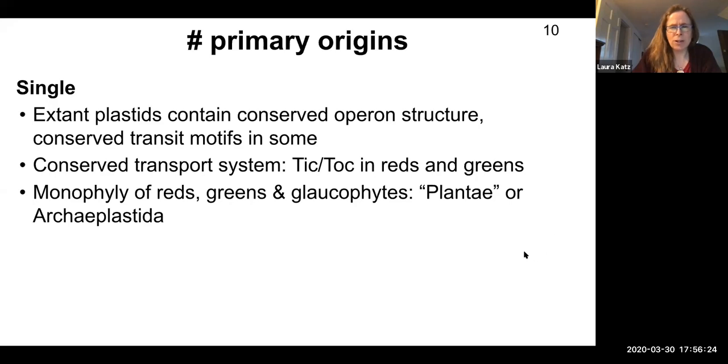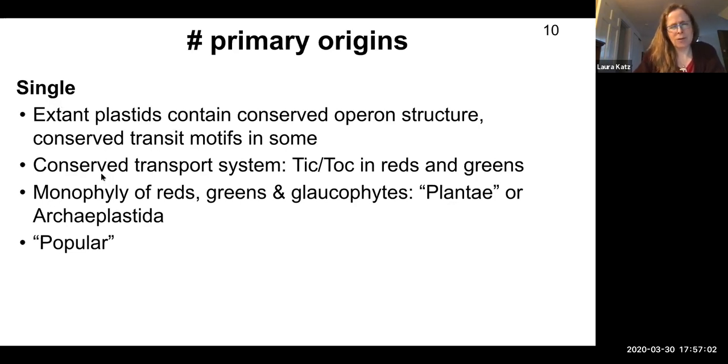So red algae and green algae have this TIC-TOC system, which are the things that help transport across those double membranes. And at least many of the data suggest that there is a single group of reds, greens, and glaucophytes called Plantae or Archaeplastida. So that suggests this group emerged from the acquisition of primary plastids. And this was one of the major clades presented on. And I will say that at least another aspect of this whole thing is that this is a very popular idea that primary plastids happen only once in eukaryotes. And we'll end with this.